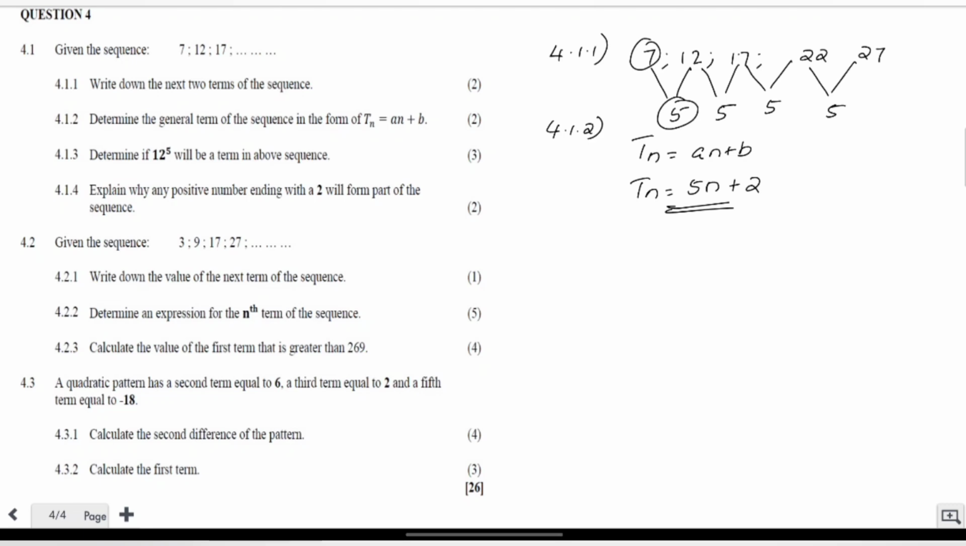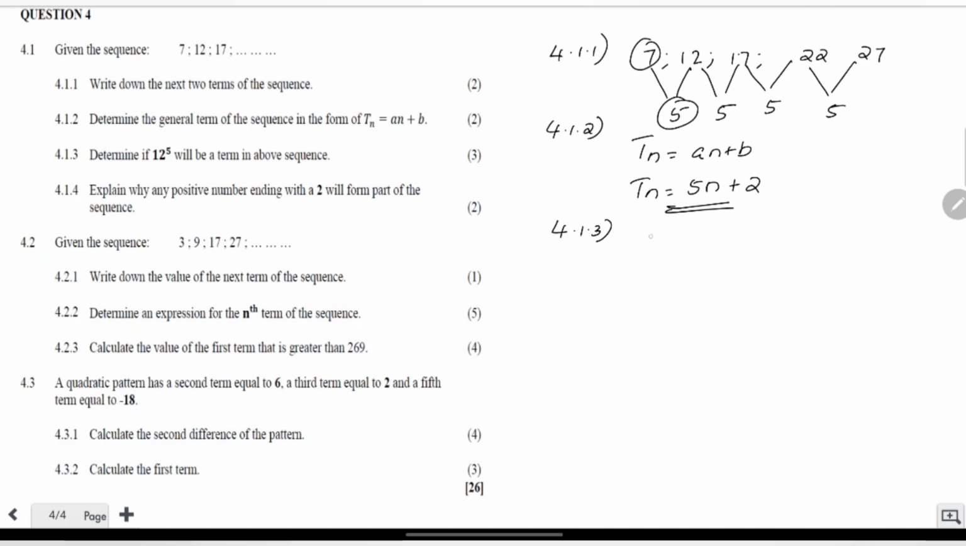Now determine if 12 to the power 5 will be a term in the above sequence. In fact, that question is not complete. Which term is 12 to the power 5? Isn't it? You have to find which term is 12 to the power 5. So how do we do that one? In such a situation, what are you going to do?